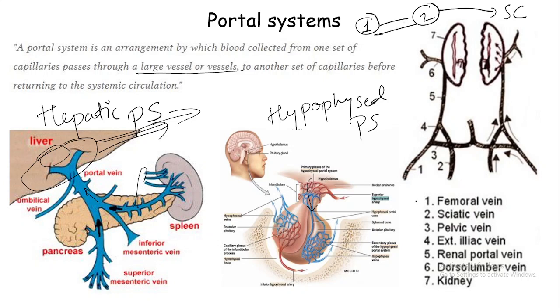First one is the femoral vein, which is in the femur, then the sciatic vein, pelvic vein, external iliac vein, renal portal vein, dorsal lumbar vein, the kidney. So all these parts individually give their blood supply to the renal portal system. Finally, this is connected to the systemic circulation. All these other parts pour their blood into the renal portal system, not directly to the systemic circulation. So it is somewhat an indirect way of collecting blood.